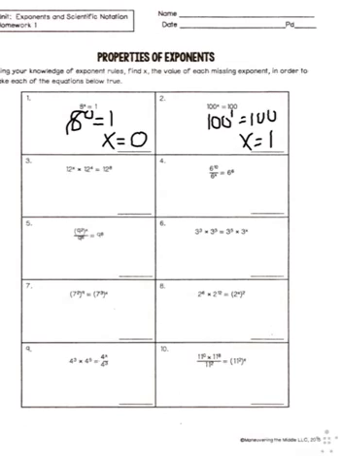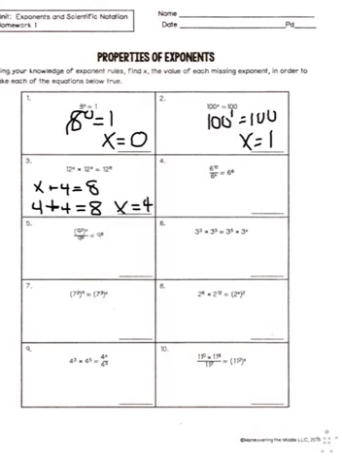Number 3, 12 to the x times 12 to the 4th equals 12 to the 8th. When we are multiplying, we add the exponents. So x plus 4 has to give us the answer of 8. The only number x could be is 4, because 4 plus 4 equals 8. X is 4.